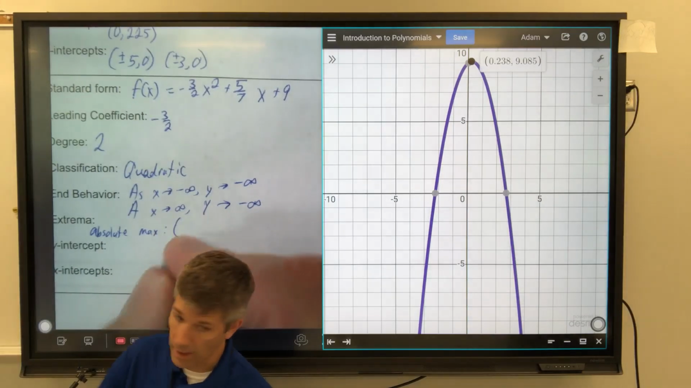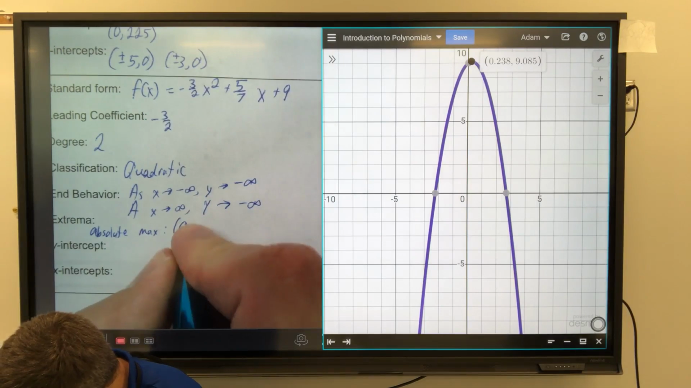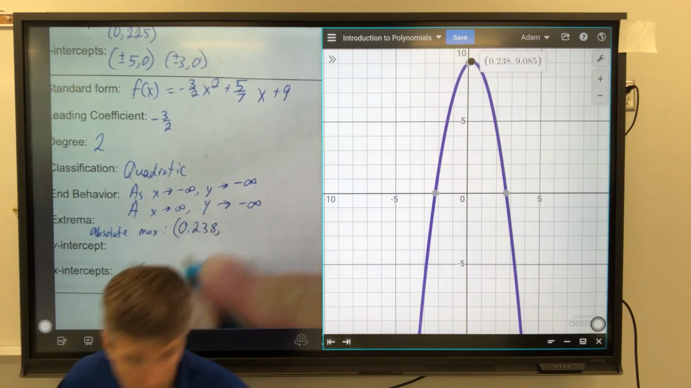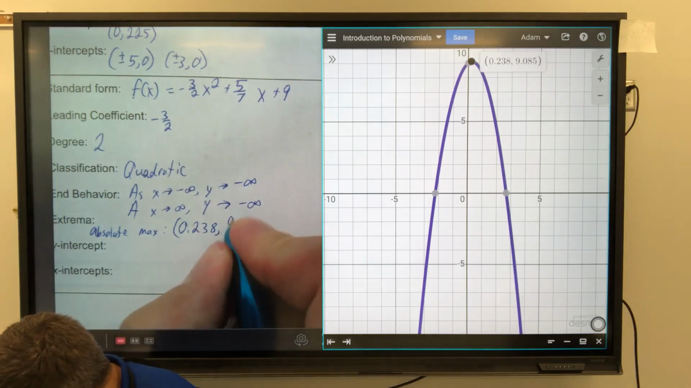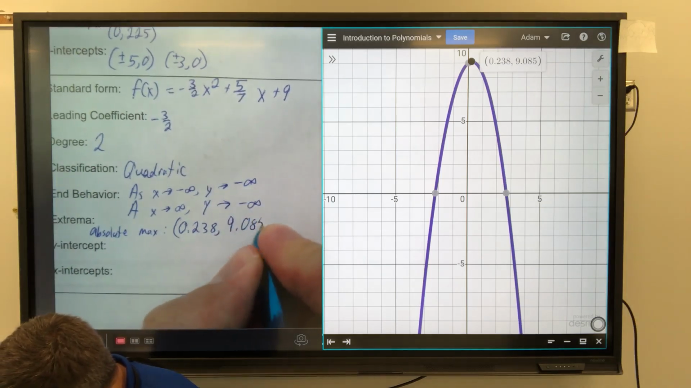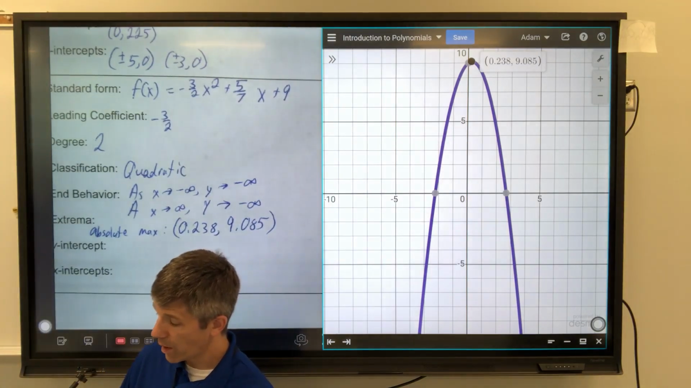And that is at, what was it? 0.238, comma, 9.085. And of course that's rounded. There's that. All right, and then we have one y-intercept.